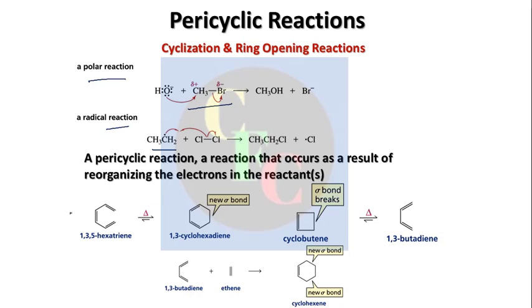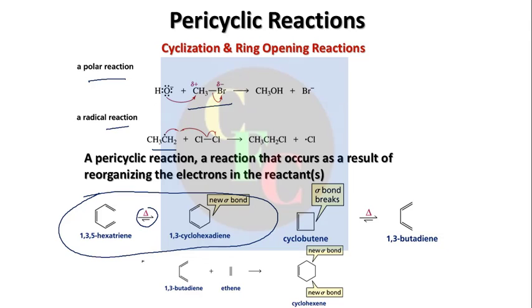Now see this example where 1,3,5-hexatriene is converted into 1,3-cyclohexadiene. That means one of the double bonds, a pi bond, is vanished and a new sigma bond is formed, right? Now this type of reaction, where there are no external reagents, only heat or in some cases light, and the electrons of the reactants just reorganize to form the product, is called a pericyclic reaction.